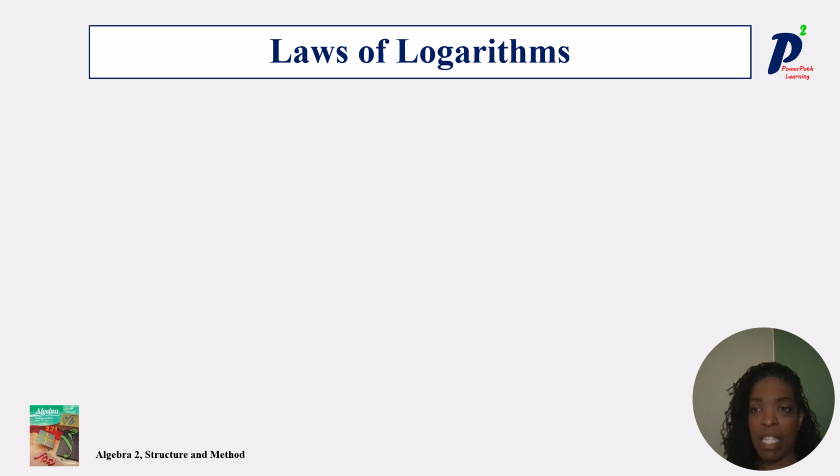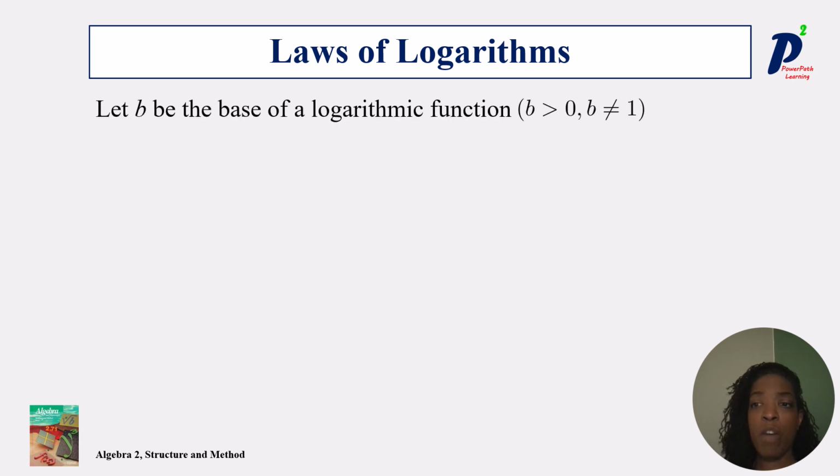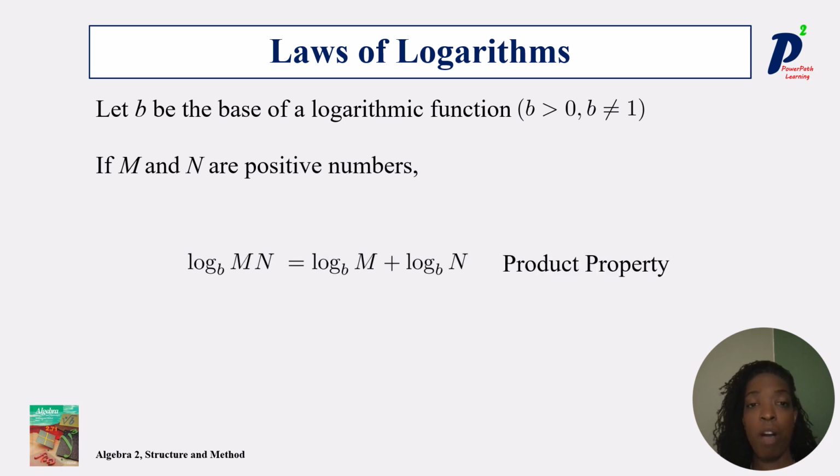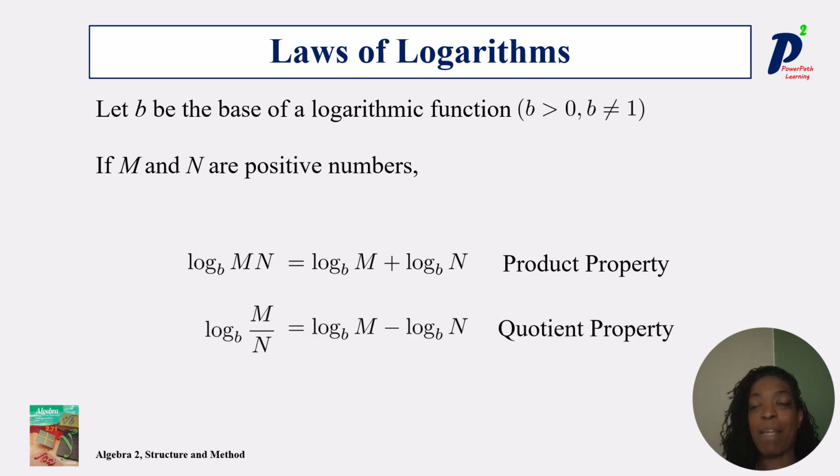The rules of exponents can be used to derive three basic laws of logarithms. If we have b as our base and m and n are positive numbers, the following rules apply. First, the logarithm of a product is the same as the sum of the logarithms of the factors. This is called the product property. Second, the logarithm of the quotient is the same as the difference of the logarithms of the factors. This is called the quotient property.